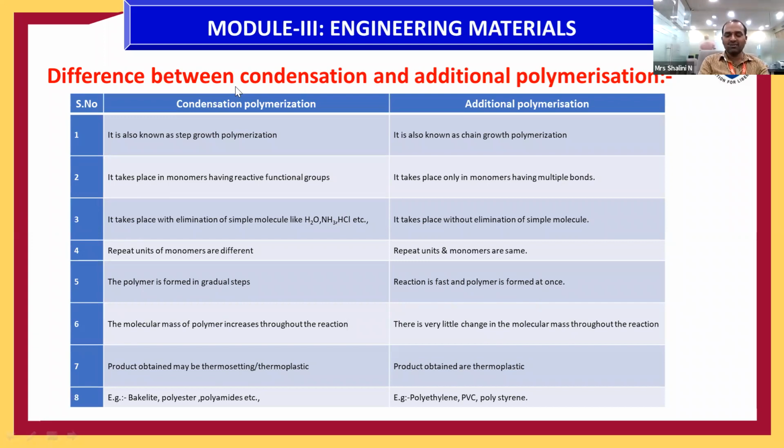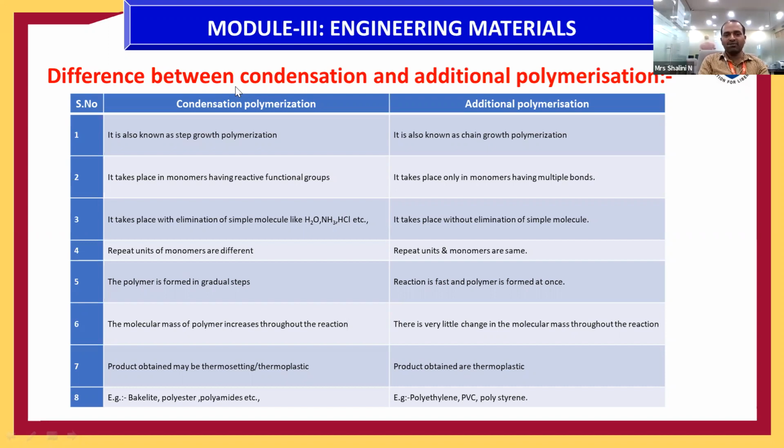Suppose nylon 6,6: the monomers are hexamethylenediamine and adipic acid. Both monomers are different. But in addition polymerization, monomers are the same, ethylene. In condensation, the polymer is formed in gradual steps, step by step. In addition polymerization the reaction is fast and the polymer is formed at once, in a single time, simply ethylene converted into polyethylene.